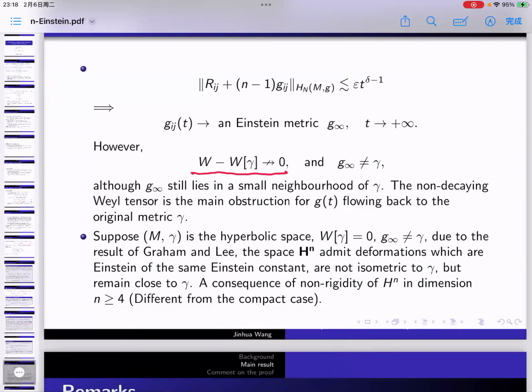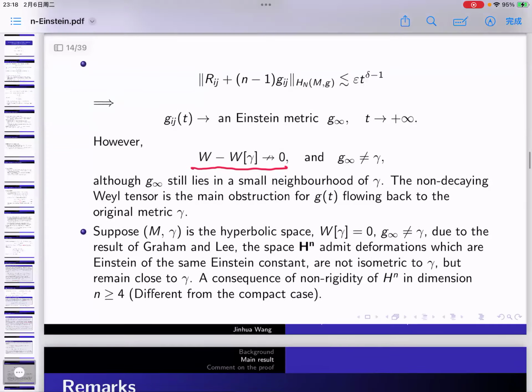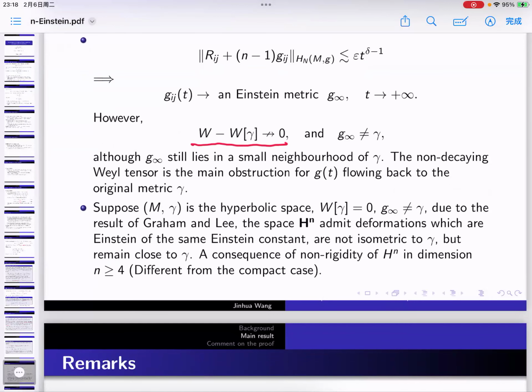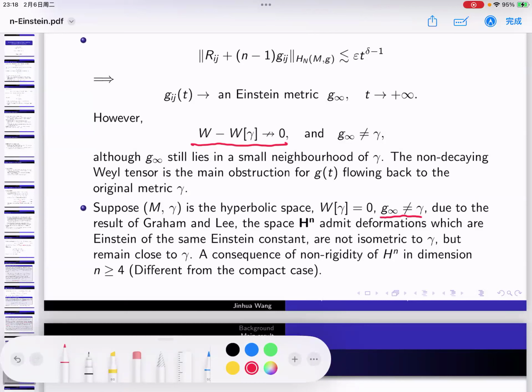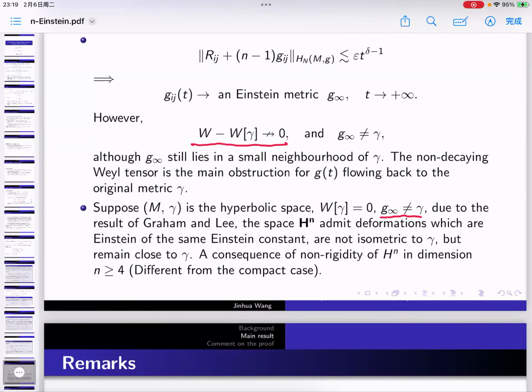And in the particular case of hyperbolic space, the background Weyl tensor vanishes, and we still get that g infinity is not necessarily gamma. And this coincides with a result of Graham and Lee, which says the hyperbolic space admits deformations which are Einstein of the same Einstein constant and are not isometric to gamma, but remain close to gamma. And this is also a consequence of the non-rigidity of the hyperbolic space in higher dimension. And we know this is different from the compact case, because in the compact case, the hyperbolic metric is rigid.